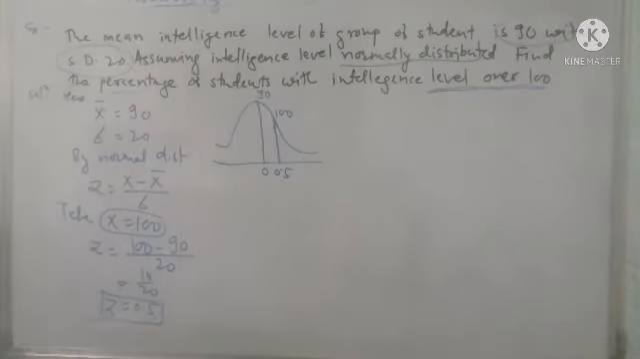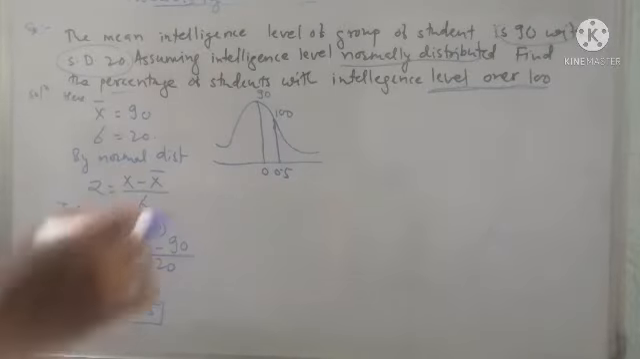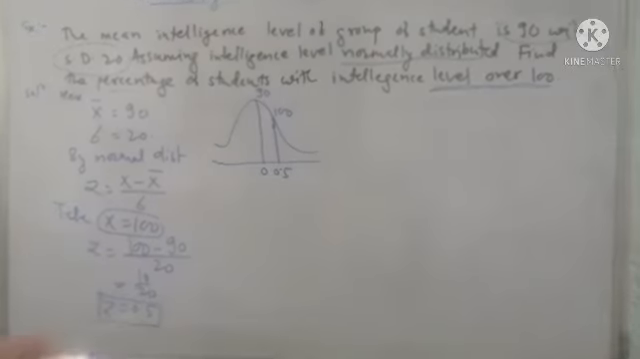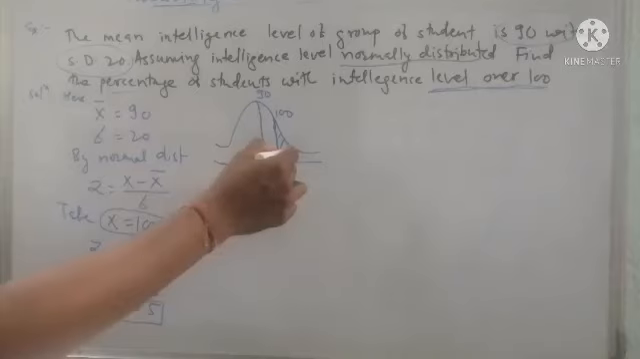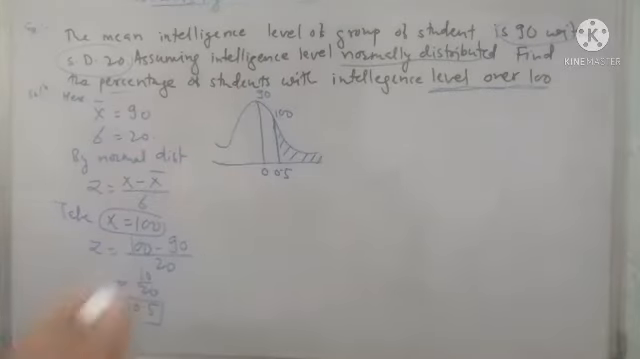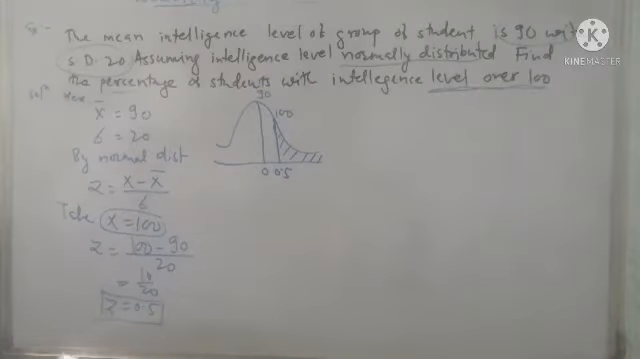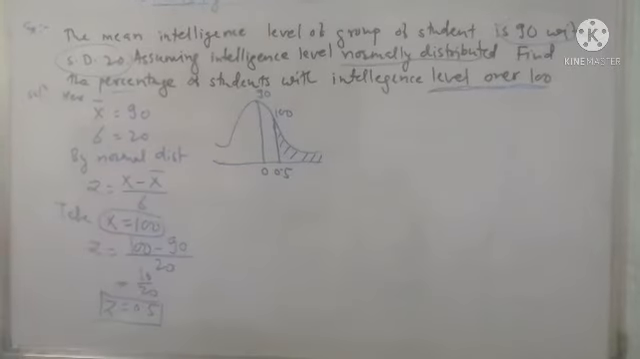Now we have been asked the percentage of students with the intelligence level over 100, that means more than 100, that means we are asked for this area which is on the right hand side. If we were asked for less than 100, then we should calculate the area on the left hand side. Here we have to calculate the area on the right side.